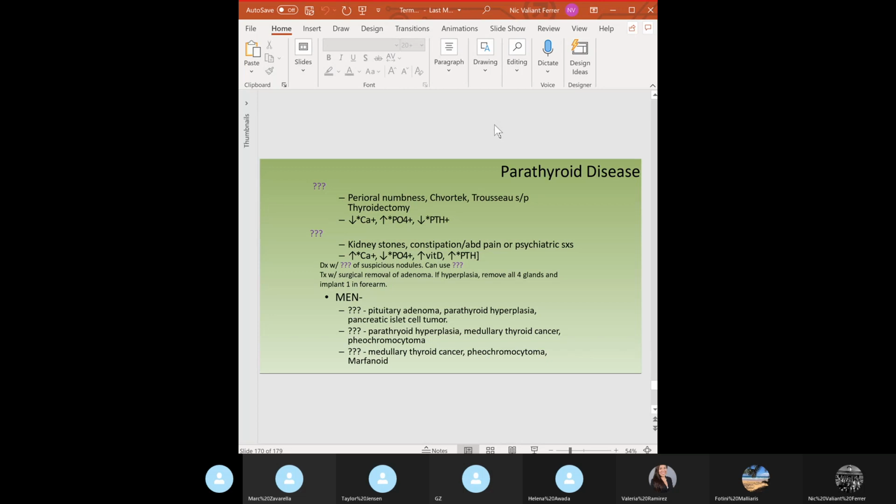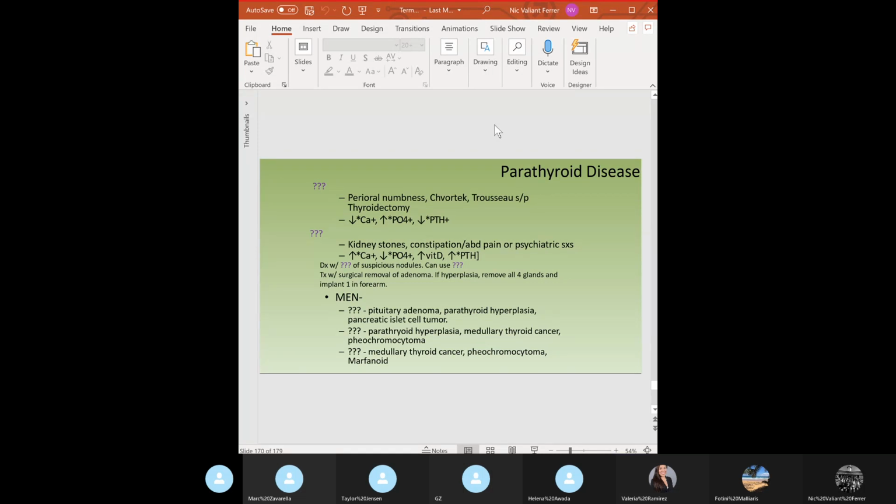How many parathyroids are there? A 1, B 2, C 3, D 4. 4. What's the embryological origin of your superior parathyroid glands? A, first pharyngeal pouch. B, second pharyngeal pouch. C, third pharyngeal pouch. D, fourth pharyngeal pouch. 4th. How about the inferior parathyroid gland? The 3rd. Excellent. I'm impressed.